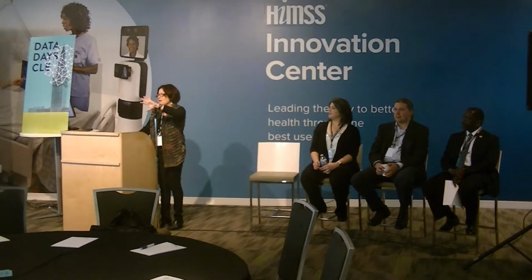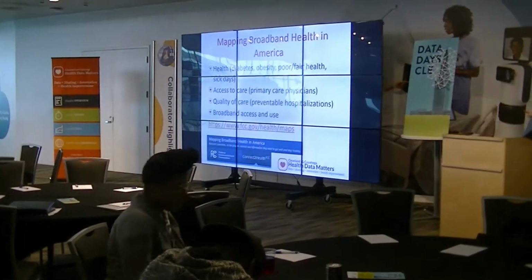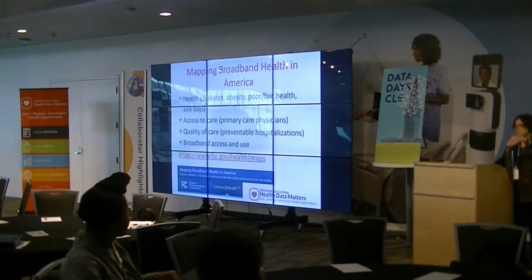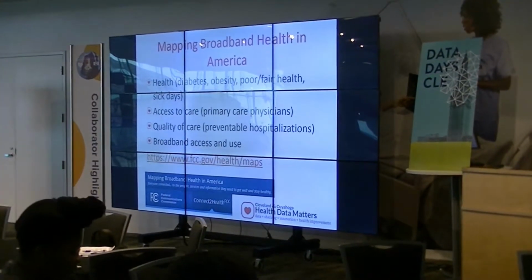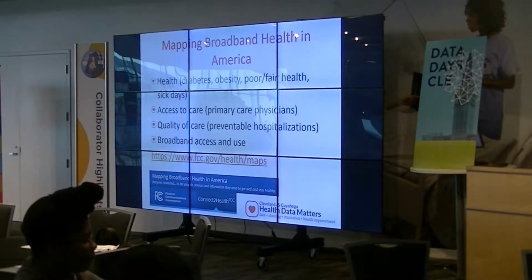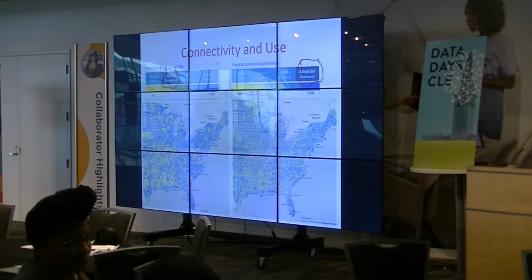But at any rate, what this website does is it allows you to look at county by county or state by state, and eventually block by block, census tract by census tract, what is the availability of high-speed internet versus medium and low speed, and what is use of the internet in relation to various health conditions.